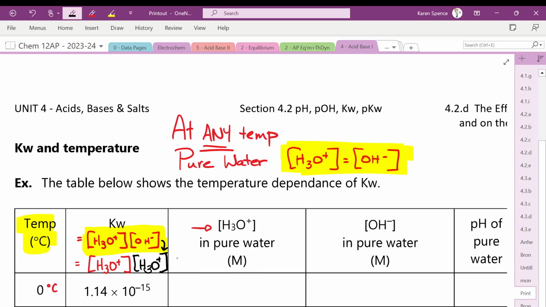If they're neutral, then hydronium and hydroxide have to be the same, because if you have more H3O plus, it would be acidic. If you have more OH minus, it would be basic. So it wouldn't be pure water. So now you know that this times this is equal to Kw. So in other words, this squared.